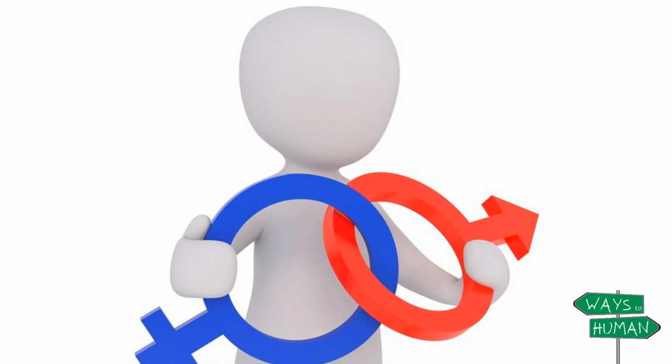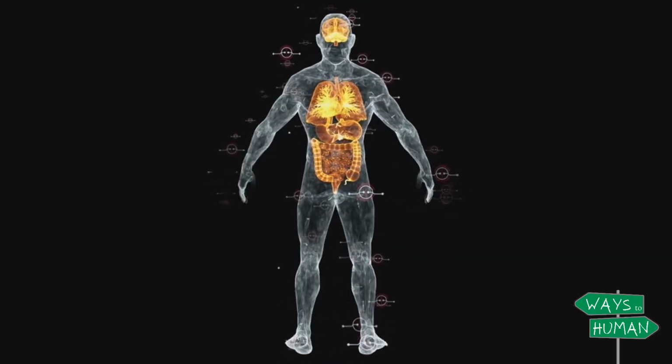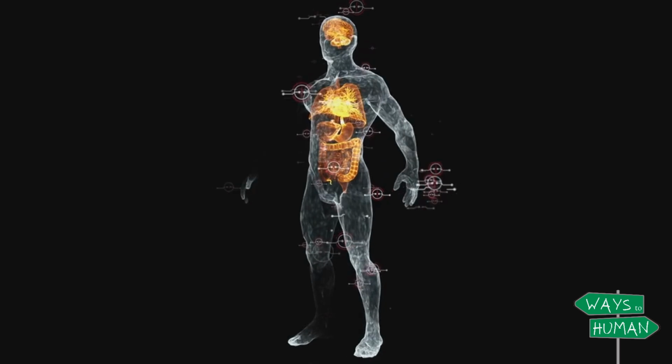My name is AJ. The term intersex refers to people born with sex characteristics that are different from what is typically considered male or female. Intersex is also referred to as differences of sex development, simply a biological variation.